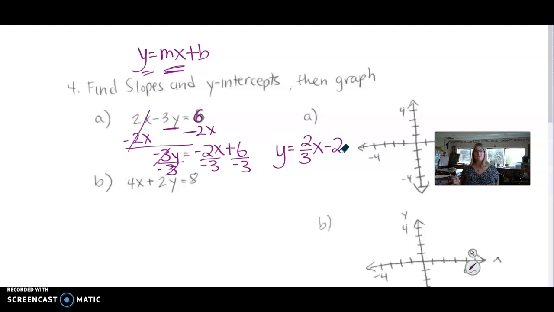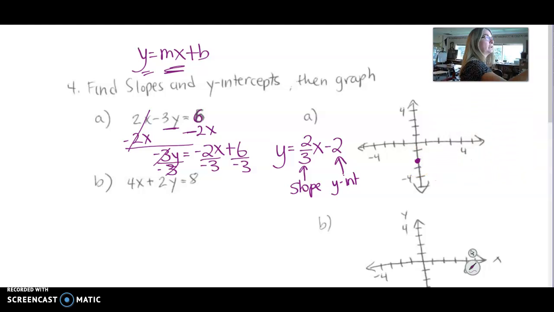Sometimes you might come out with a y-intercept that's not a whole number, so you're going to have to just estimate where that is. But negative 2, the y-intercept is negative 2. This is your slope. And the negative 2 is your y-intercept. So that means, again, where it crosses the y-axis is at negative 2, and then I have a slope of 2/3. So I'm going to go up 2 and over 3. So here's a second point. You could keep going with that, but I'm just going to do a quick example there.